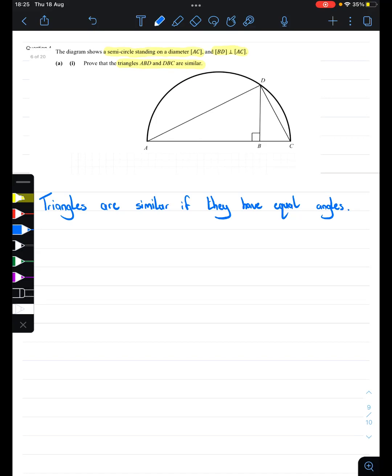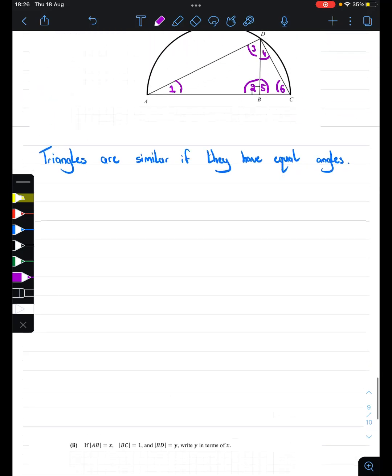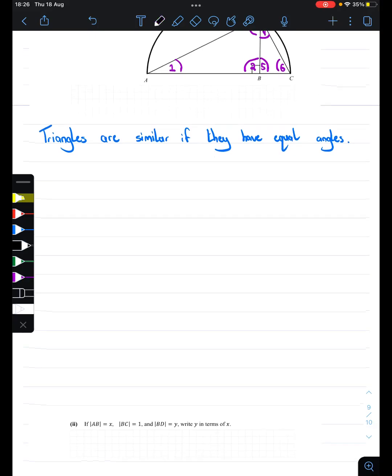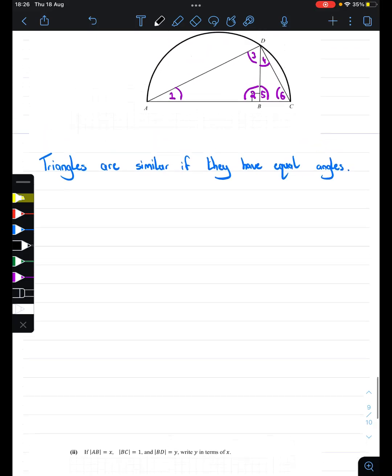Let's just illustrate these angles here. We're going to call this angle 1, this angle 2, this angle 3, this angle 4, this angle 5, and this angle 6. We want to show that these match up in some way. So maybe 1 equals 4, 2 equals 5, 3 equals 6, something where the three angles are equal to the angles in the other triangle. So how might we go about this?